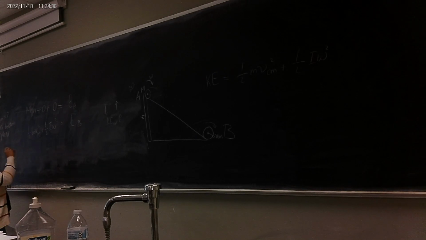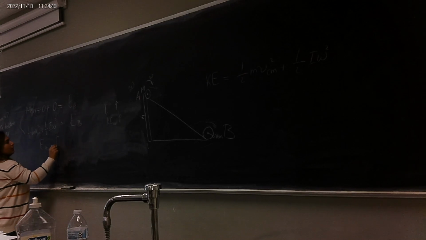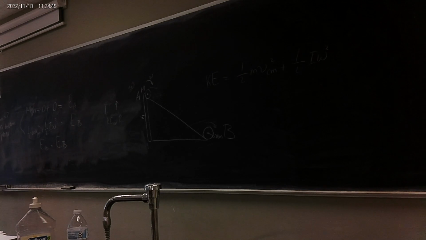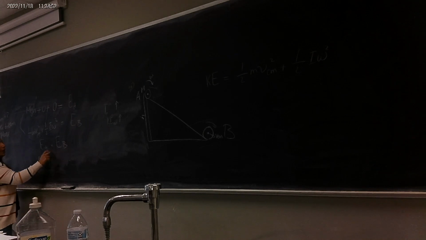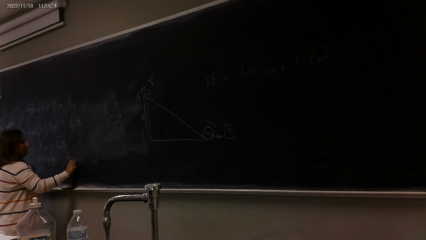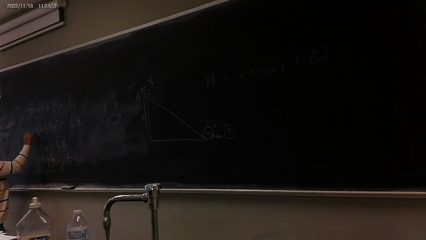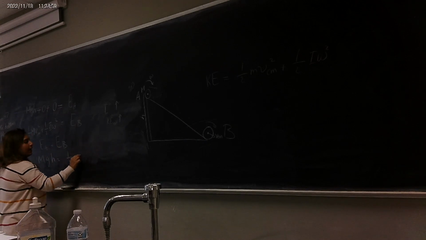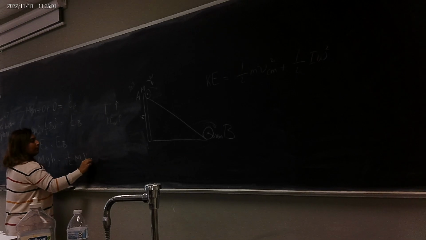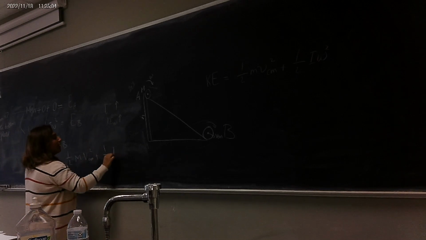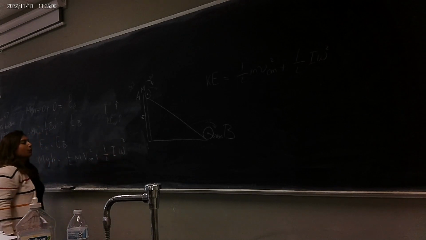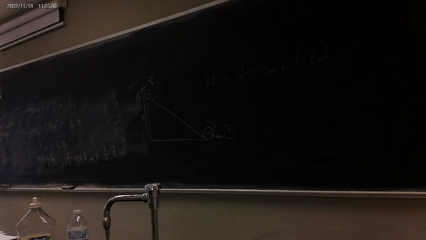All right, so from here we can set them equal to each other. EA should be equal to EB, right? According to the law of conservation of energy, they must be equal. Setting them equal, mgh is equal to half big M VCM squared plus half I omega squared. Good.